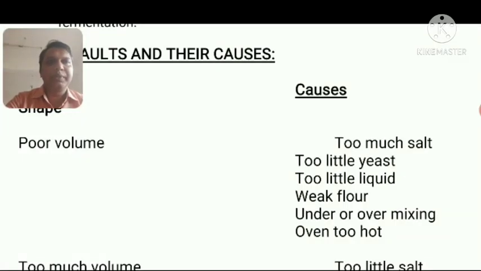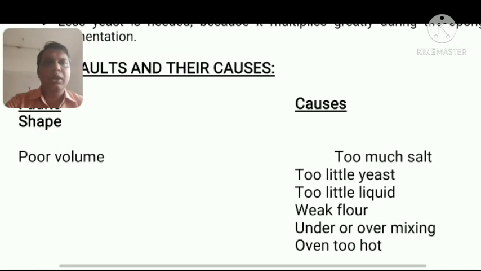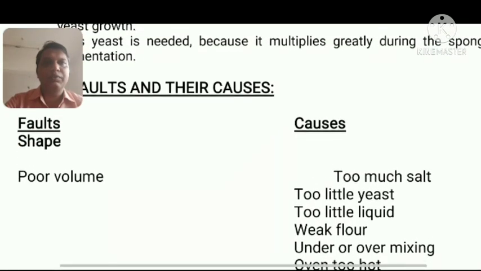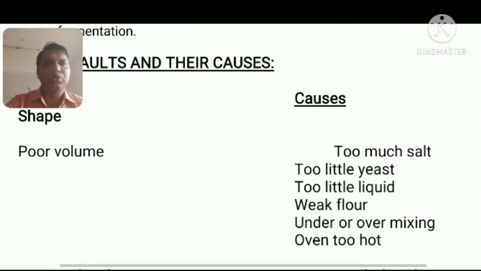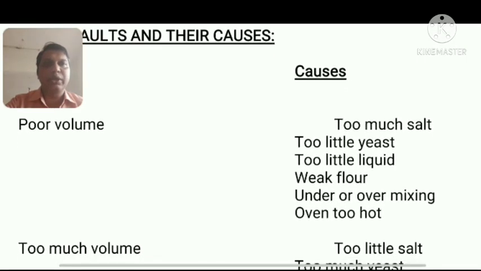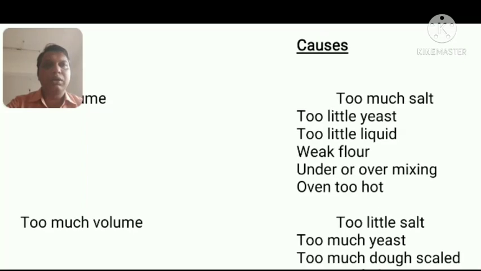Here are some brief notes on the general faults and their causes. The first fault is poor shape and volume: too much salt, too little yeast, too little liquid, weak flour, under or over mixing, or an oven that is too hot.